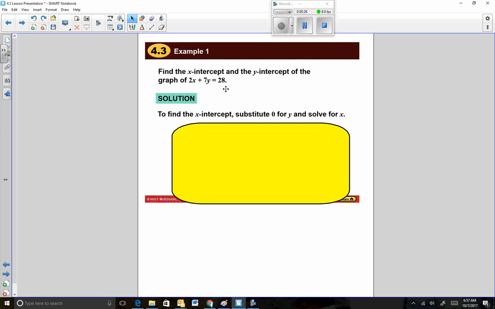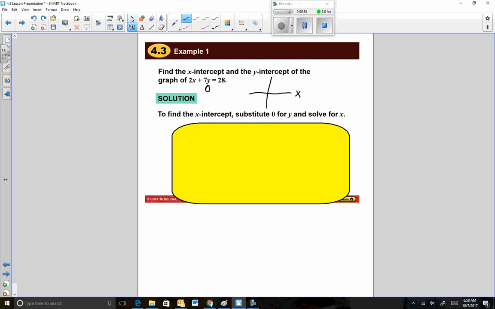So how do we do that? Well, if you think about it, along the x-axis the y value is 0. So if we put a 0 in for y, we will get the x-intercept. So we have 2x = 28, and x = 14.